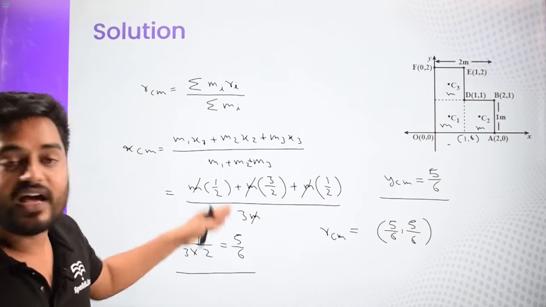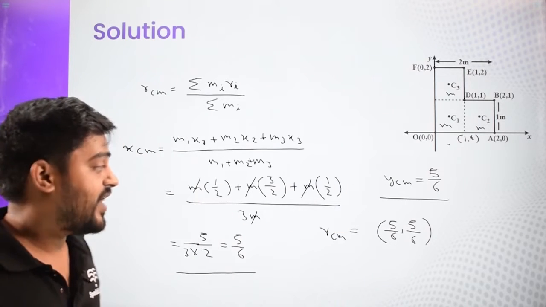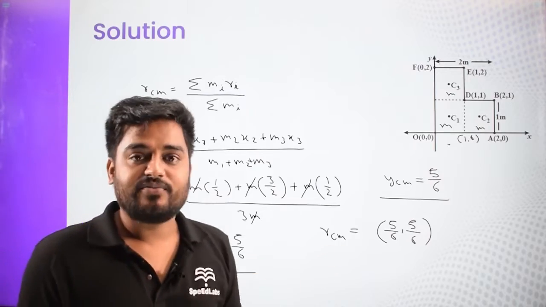So you will get the same formula again. So this will also, by calculation, come to be 5 by 6 only. So that is what our center of mass is.